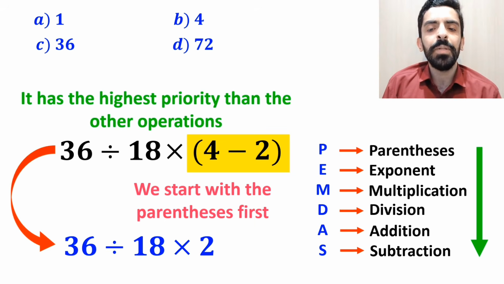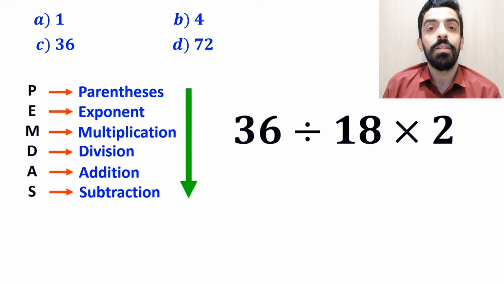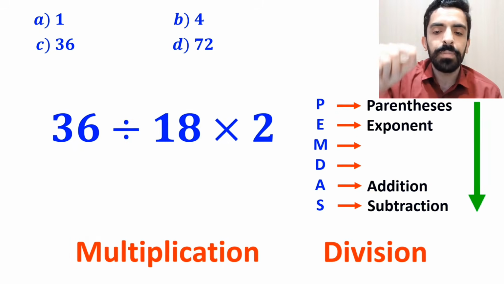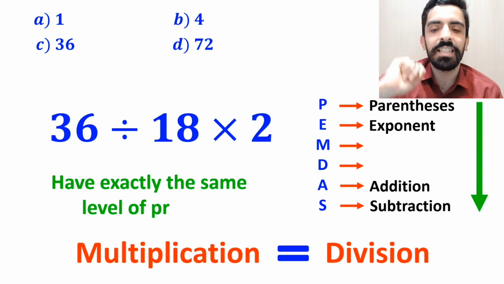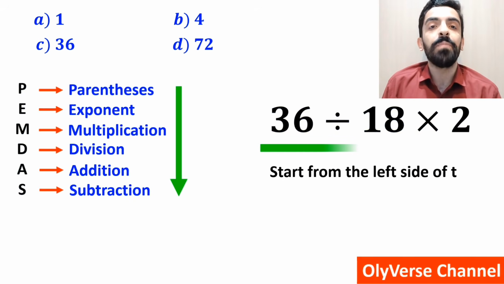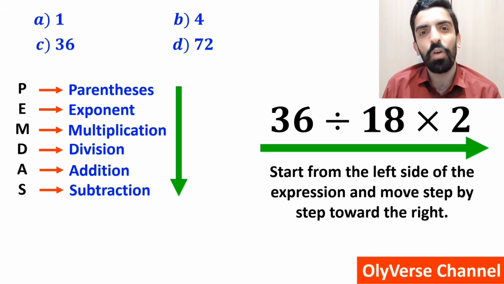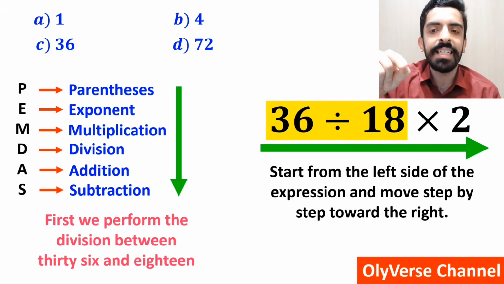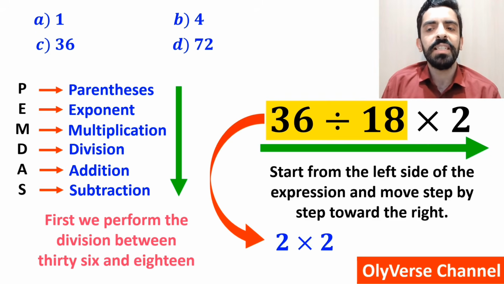Okay, this expression simplifies to 36 divided by 18 multiplied by 2. Now, it's time to simplify this expression. It's very important to note that in the PEMDAS rule, multiplication and division have exactly the same level of priority. In this case, all we need to do is to start from the left of the expression and move step by step toward the right. So, first we perform the division between 36 and 18, which simplifies this expression to 2 multiplied by 2. And finally, the value of this expression will be 4.